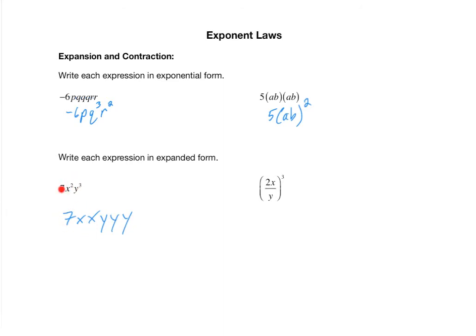If I was typing this, this is faster to type than, say, this is. Again, the reason that we are writing it in expanded form is to develop the exponent laws. I want you to know where the exponent laws come from rather than me just telling you what they are.